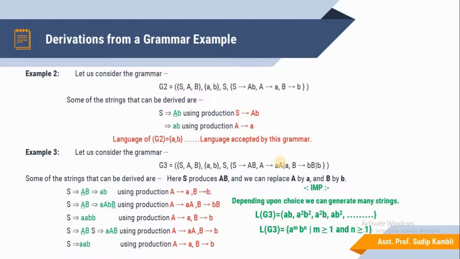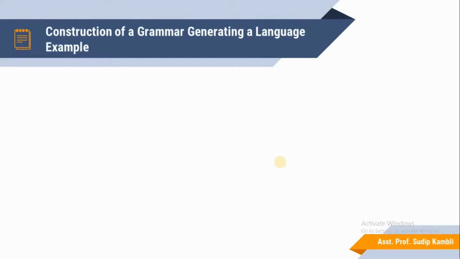So it is not a null string, not an epsilon included, because A is present in that language. And second one is B raised to N, which means at least one B is present in that language, and so on. So M is greater than or equal to 1 and N is greater than or equal to 1. Here we use those production rules to accept many types of strings and develop the language. So in the next point, we explain the construction of a grammar generating a language, with examples.